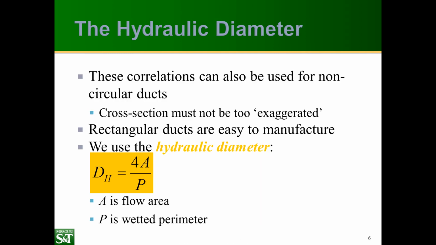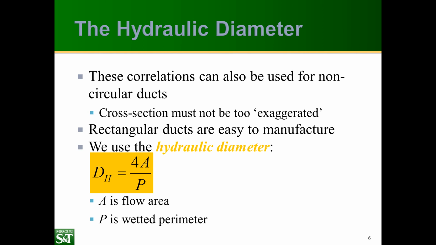Now, the correlations we showed here can also be used for things that aren't circular, like square or rectangular or elliptical ducts. The problem is they can't be too exaggerated. For a rectangular or an elliptical duct, you should have an aspect ratio no larger than 3 or 4, which means the long side is no more than 3 or 4 times the size of the short side.